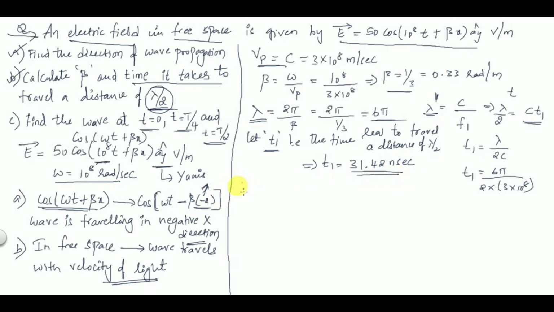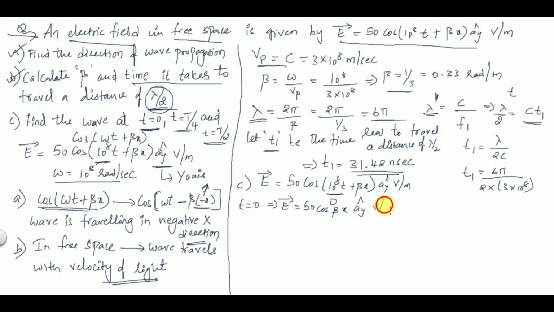Okay, right. Third question. At t is equal to 0, what is the wave? So what is the wave equation given? E bar is equal to 50 cos of (10 to the power of 8 t plus beta x) ay cap volt per meter. Now we want it at t is equal to 0. So just substitute t is equal to 0. When t is equal to 0, this term becomes 0, because 10 to the power of 8 into 0 becomes 0. Therefore in this case E bar is equal to 50 cos of beta x ay cap volt per meter.